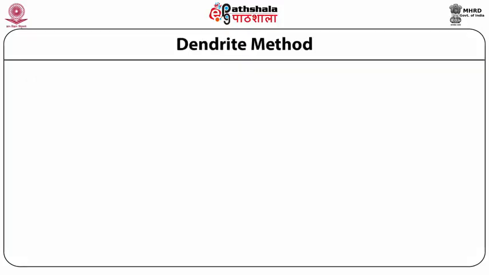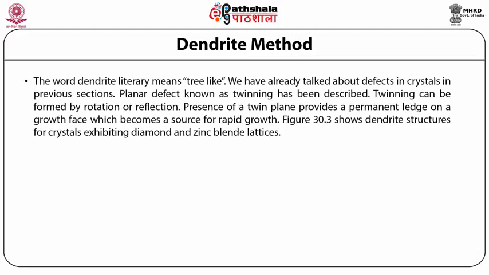Dendrite method. The word dendrite literally means tree-like. We have already talked about defects in crystals in the previous lectures. Planar defect, known as twinning, has been described. Twinning can be formed by rotation or refraction. Presence of a twin plane provides a permanent ledge on a growth phase which becomes a source for rapid growth.